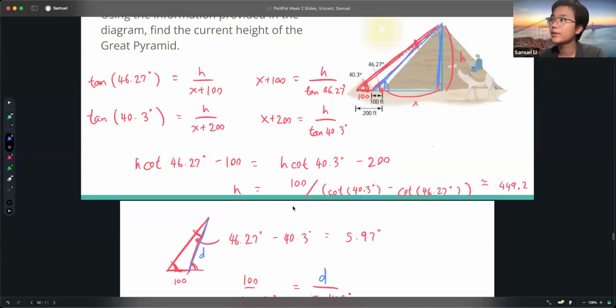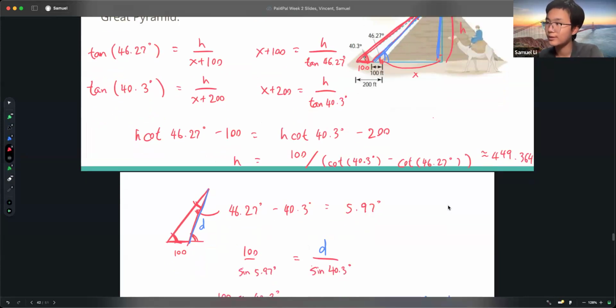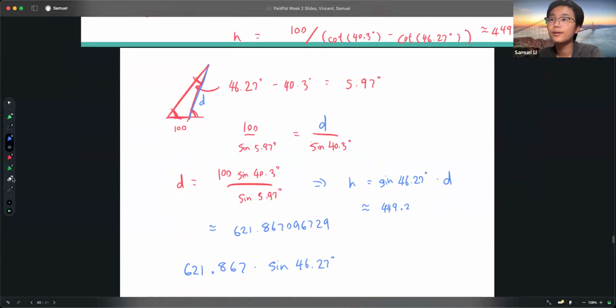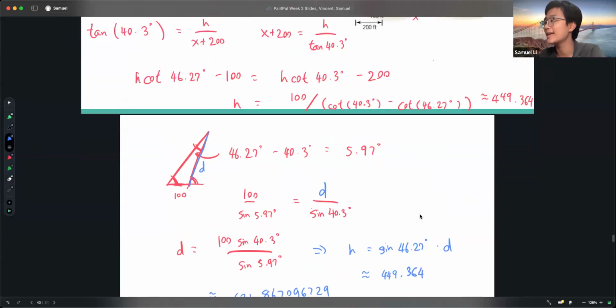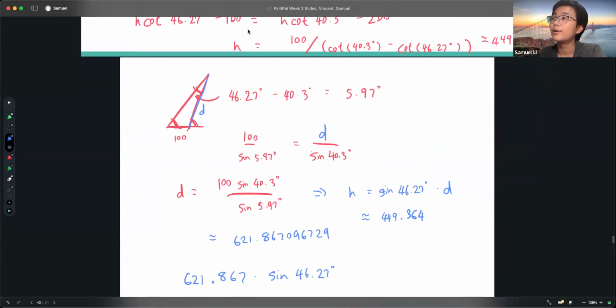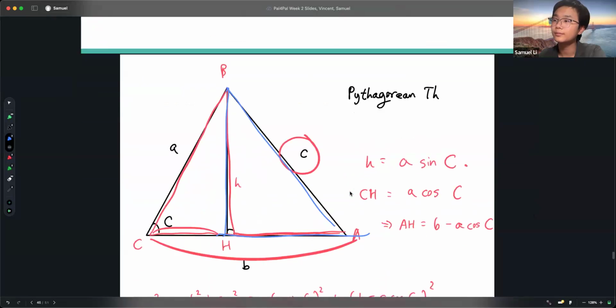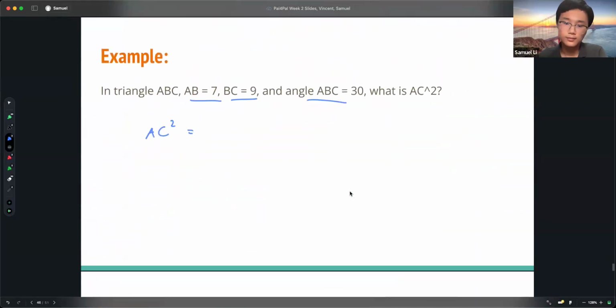Oh, and wait, sorry about that. Oh, for this one, I was actually wrong about this answer. For the calculator, it's not 449.2. It is actually 449.3364. So yeah, it does not affect anything else beyond the last step. So I will scroll back down. So continue having a try at this question.